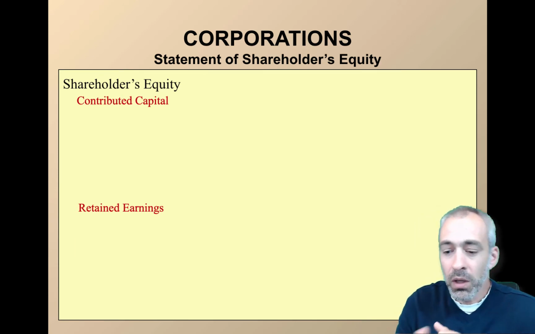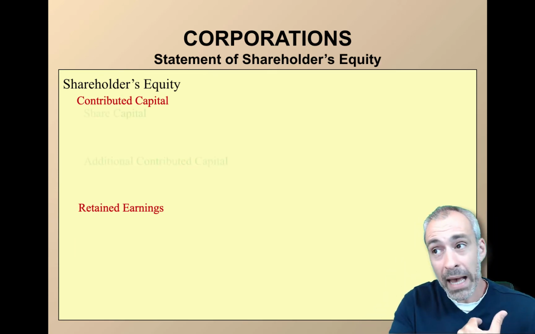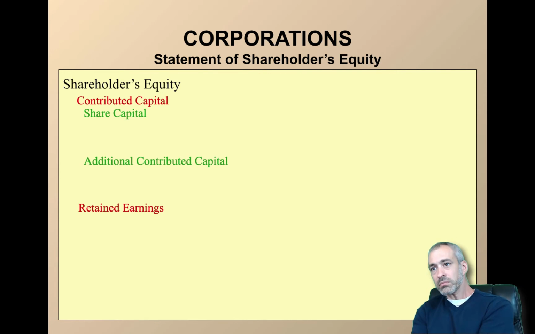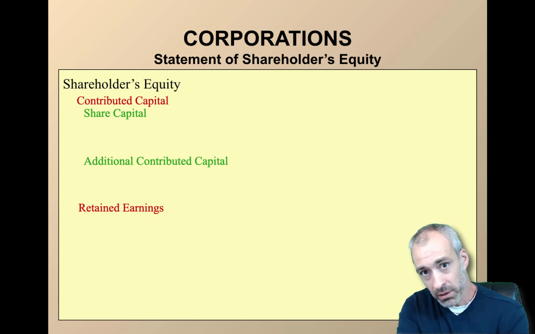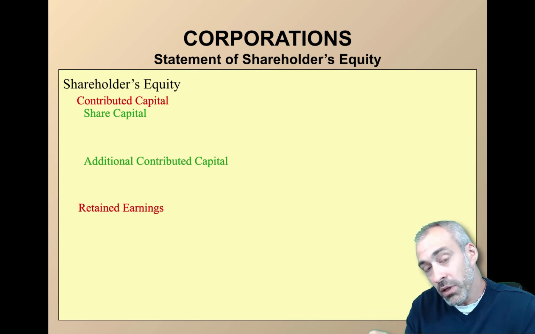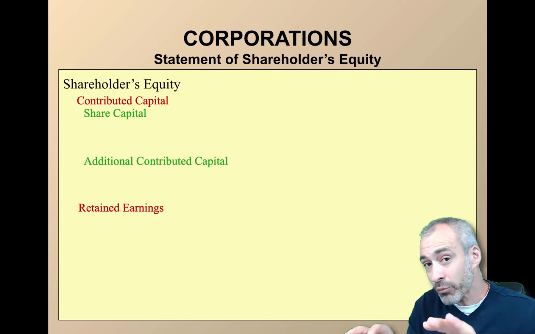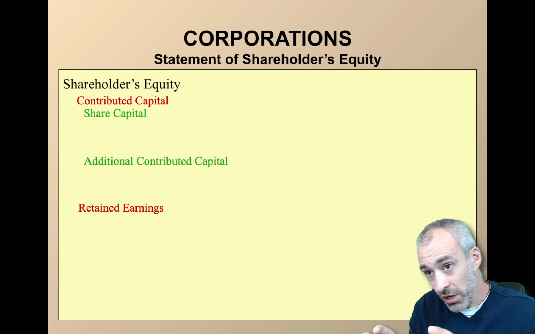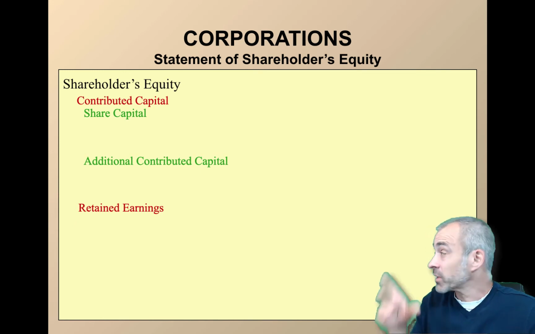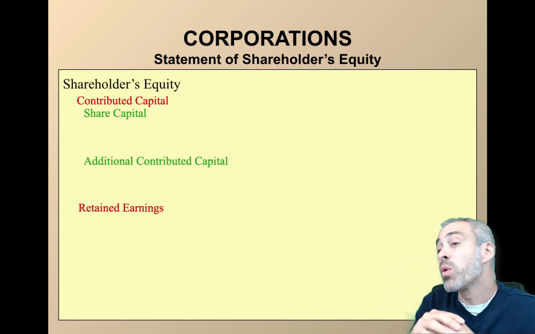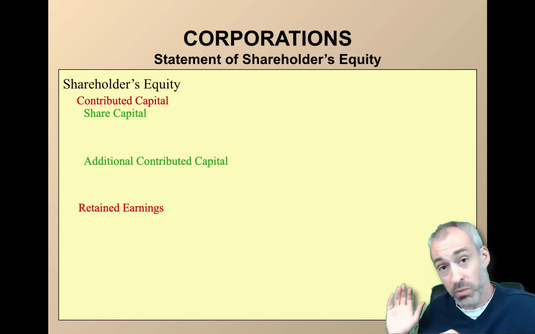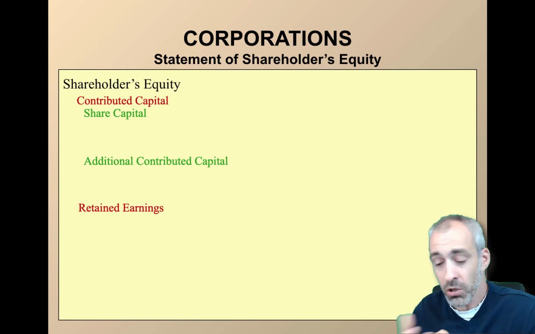Okay, so we'll start with the first one, contributed capital from investors. The share capital is where you put legal capital for each share type and class. The additional contributed capital is if they paid more than any par value. And if you didn't have par value or stated value for your shares, then all of it is legal capital and goes in the share capital section, and you won't have any additional contributed capital. So, example.